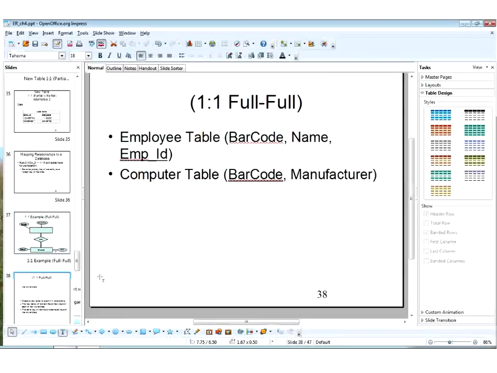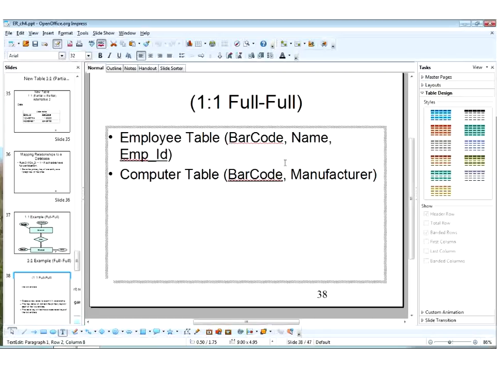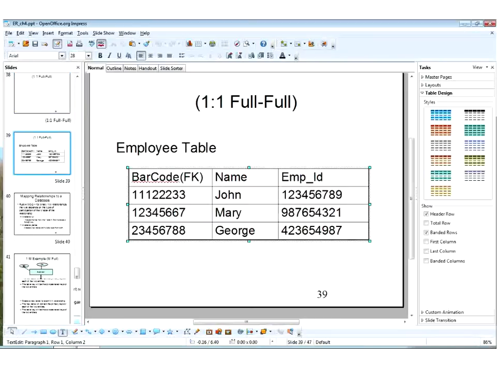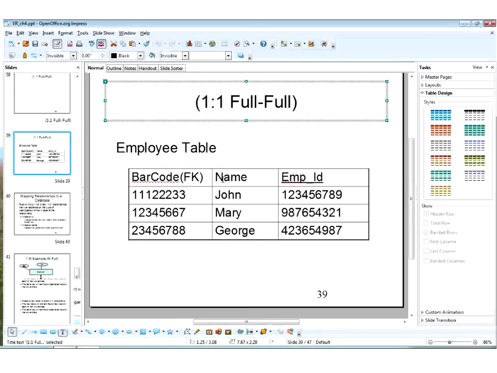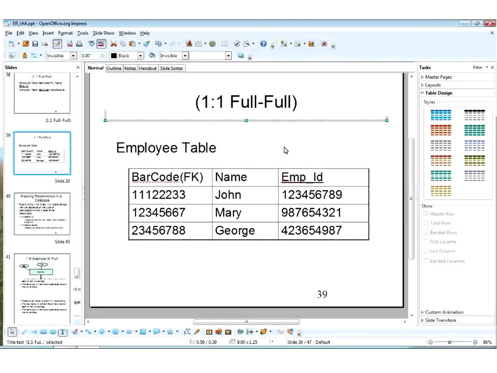computer. And they went ahead and created an employee table with that foreign key. That's how they did it. They stuck barcode into employee. And there we go. So there's our employee table. We put barcode into it as a foreign key. But again, since it was a one-to-one, full participation, we could also have done computer and stuck employee ID into it as a foreign key. We can't do both, but we can do one or the other.